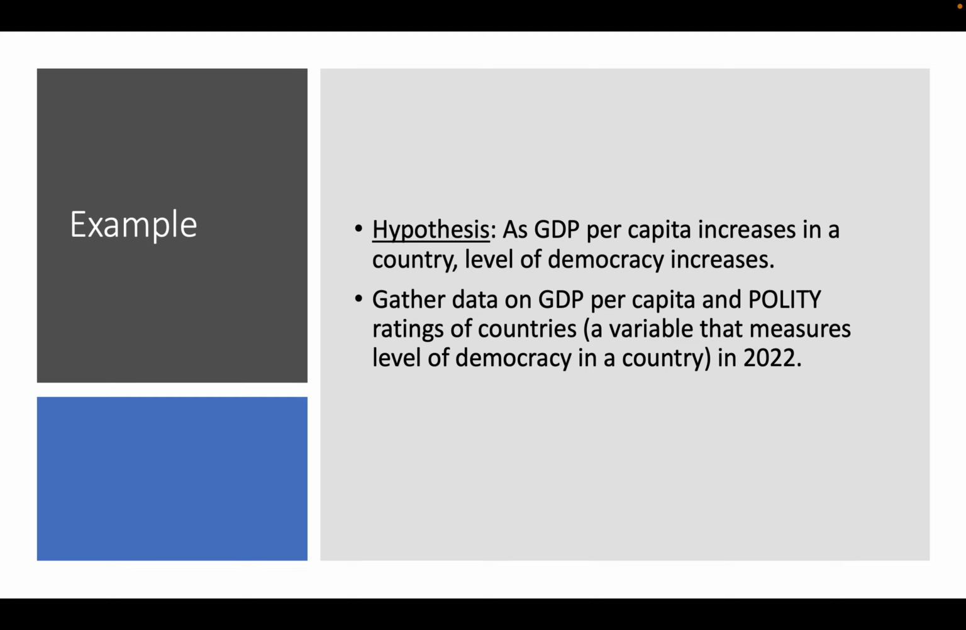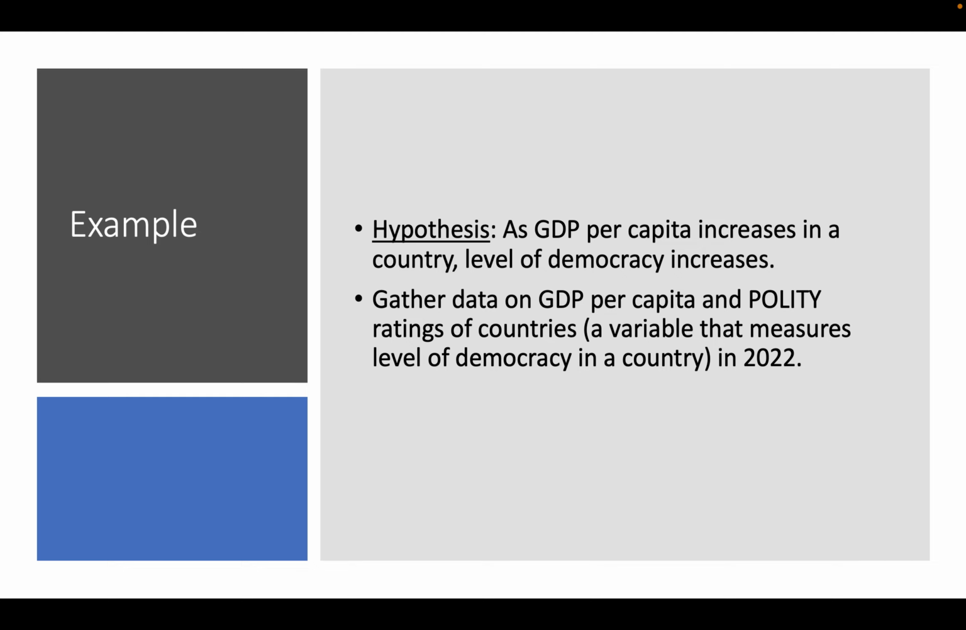Recall that GDP refers to gross domestic product, which is the total amount of goods and services that a country produces in a set time period, in this case a year, and per capita refers to dividing that total number of economic product by population, so that we're not just simply measuring the population of the country. So as the wealth of the country increases, the level of democracy in the country increases. In other words, wealthier countries are more democratic.